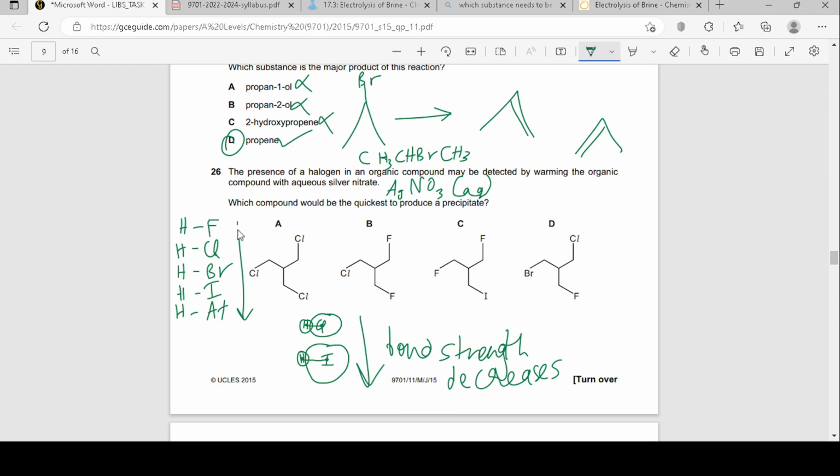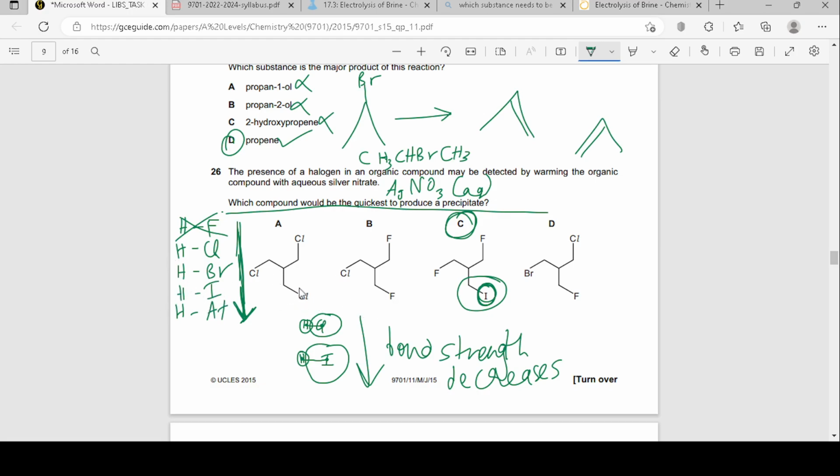So the one that will be quickest to produce a precipitate is the one which has the weakest bond present. So actually it should be compound C. I can immediately see that because there's this bond which has iodine. They've only shown fluorine, chlorine, bromine and iodine. Fluorine is a very, very strong bond.